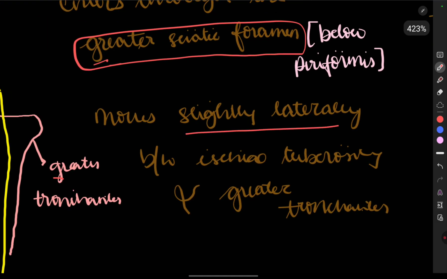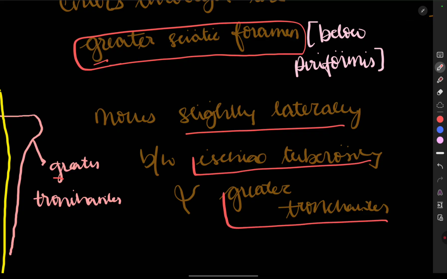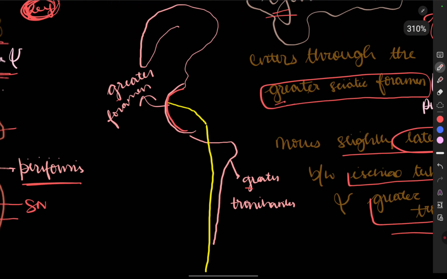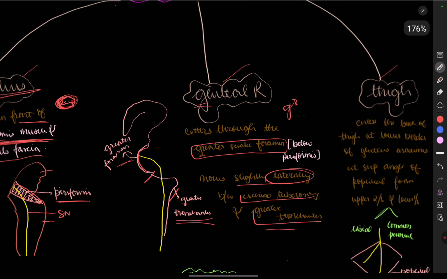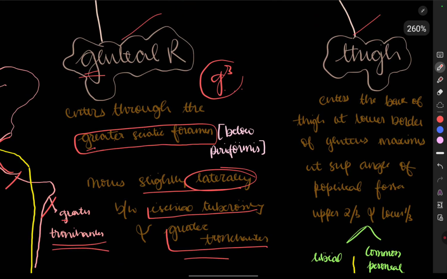It moves slightly laterally between the ischial tuberosity and the greater trochanter. If you imagine a hip bone, on the lateral side we have the ischial tuberosity and the greater trochanter. So from the greater sciatic foramen, it descends laterally downwards near the ischial tuberosity and the greater trochanter of the femur. So this is in the gluteal region. How to remember it? G cube.